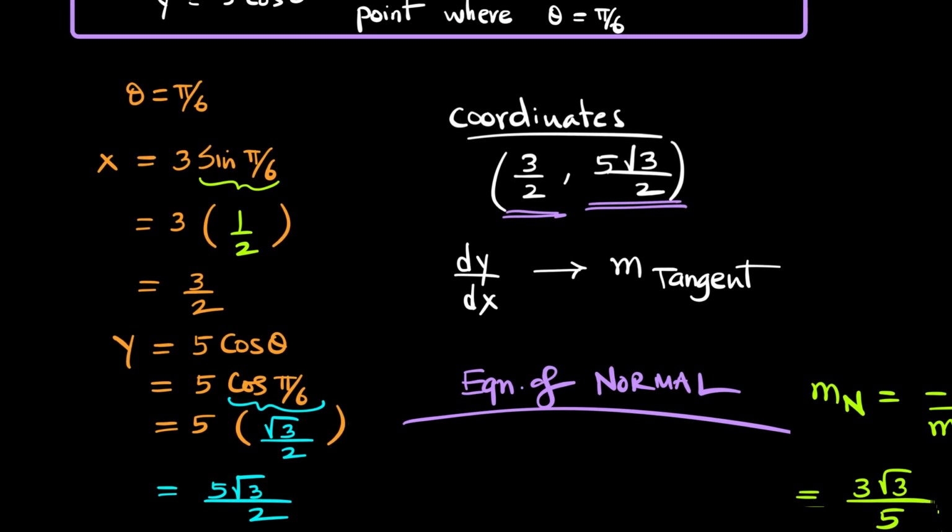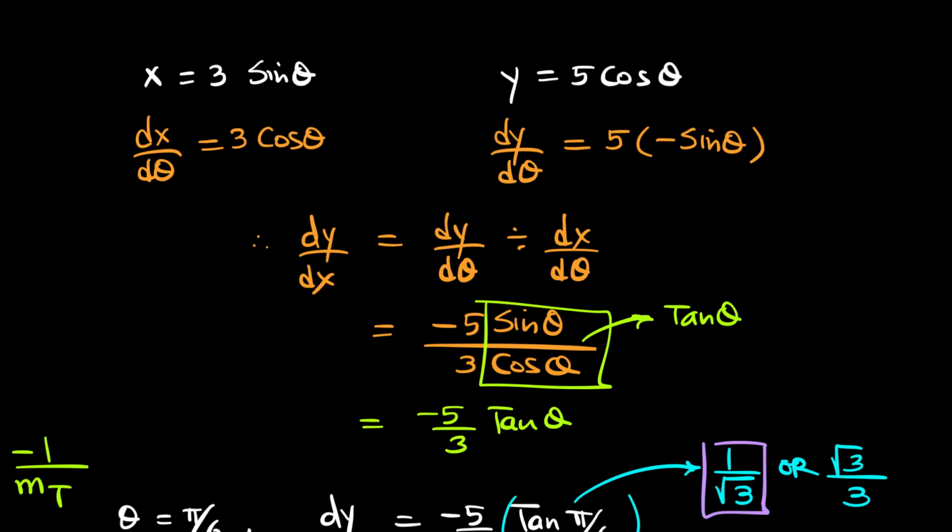And then what else is there? We are interested in finding dy by dx, that is, for finding the gradient of the tangent. So first of all, applying the chain rule, x in terms of theta, after differentiation, what do we have? dx by d theta. Y in terms of theta, after differentiation, dy by d theta. dy by dx is y at the top, x at the bottom. We get 5 over 3 with a minus sign, tangent theta.